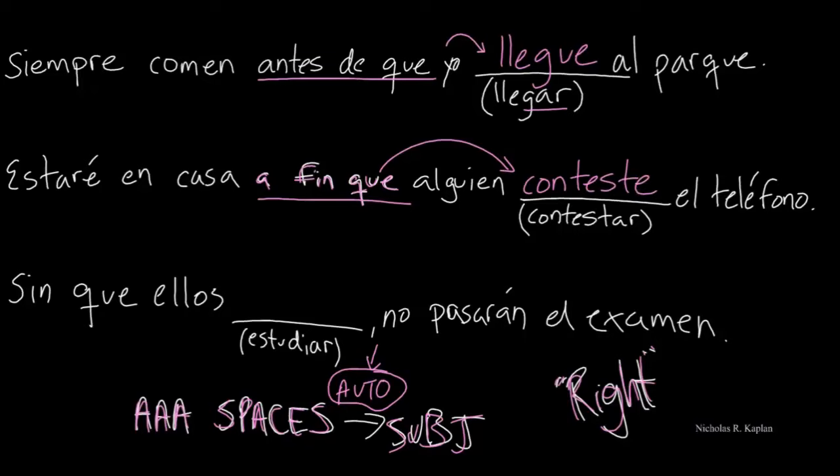All right, let's look at one more. So unless they study, they will not pass the exam. Okay, well, we have seen a menos que, and that is part of our AAA spaces. And we know that when we have AAA spaces, we automatically use the subjunctive. And so we can go ahead and put that in there.